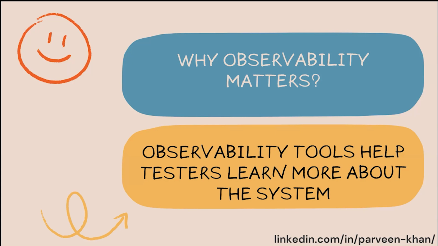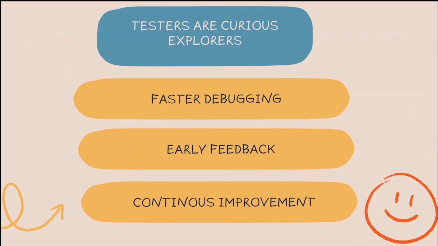Why does observability matter? Observability tools help testers learn more about the system. It's not just about finding bugs and reporting that information back, it's also about helping you understand the system. Systems these days are all distributed microservices, right? It's hard to understand what's going on. So if you have access to these tools and make use of the information that's built in as part of instrumentation, it helps you understand which service is talking to which service, and what's happening during the journey when there are multiple services connected to each other.